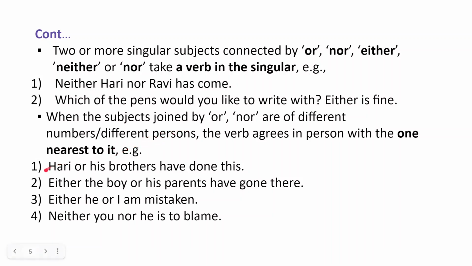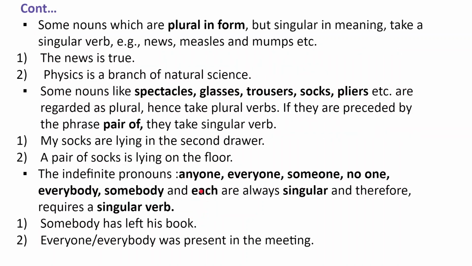See the example. Hari or his brothers. Hari is singular. His brothers, plural, have done this. We have to see the nearest one. His brothers. This is plural. So a plural verb will be used here. In the next example, either the boy or his parents have gone there. You can see the other examples also. Let's move to the next slide.